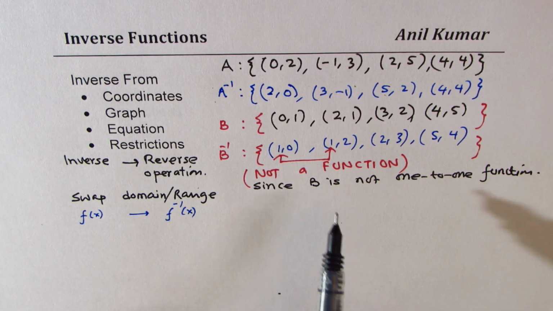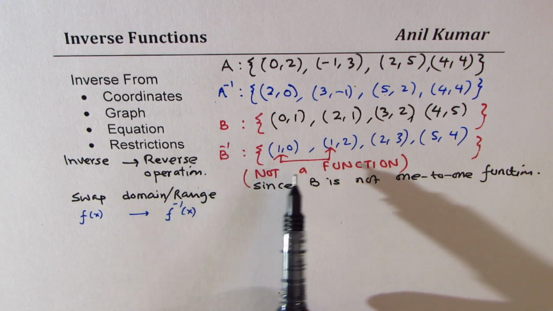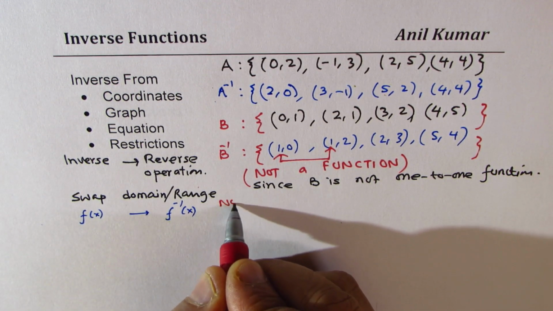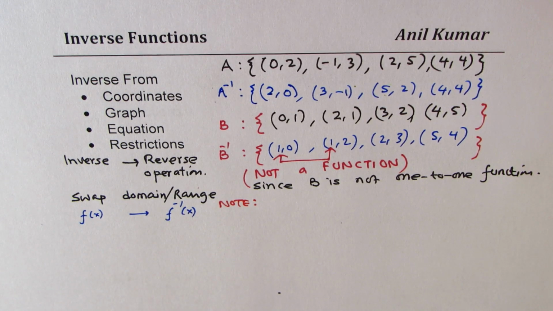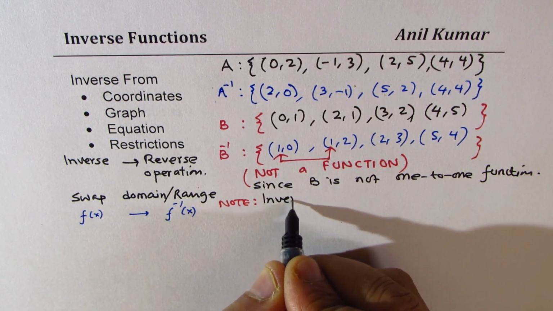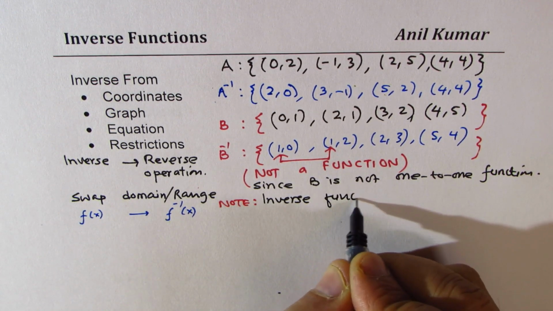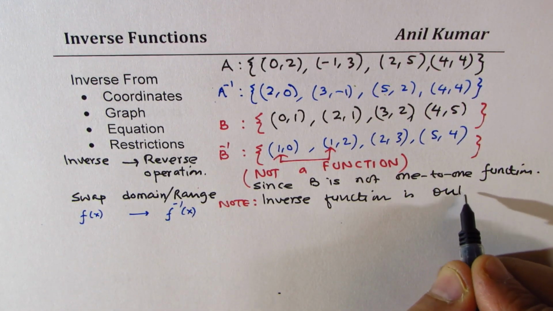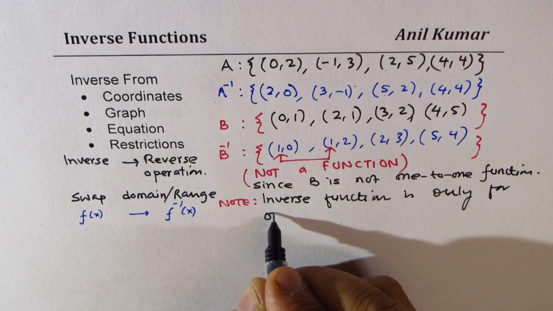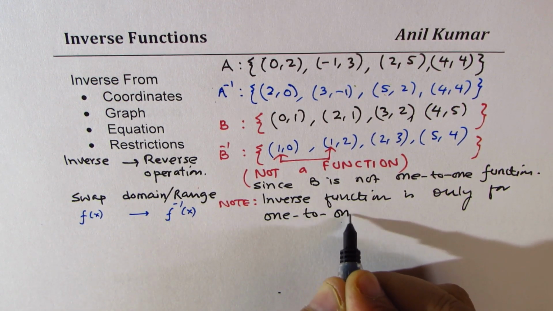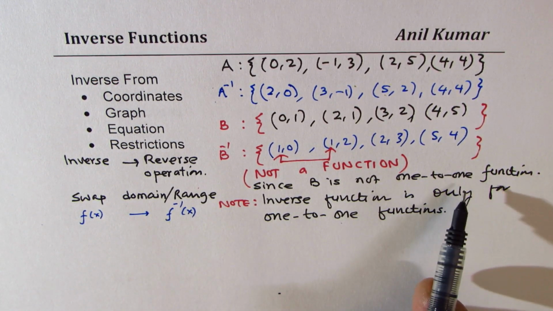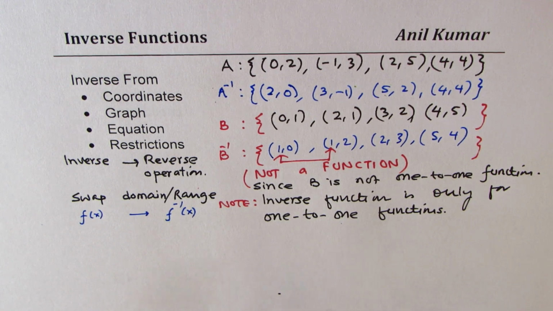So what you notice here is that you can find the inverse of any function, but that may not be a function, right? So the important thing to note is that the inverse function exists only for one-to-one functions. If it is one-to-many, then the inverse will not be a function, right? So that is what we're trying to say here.